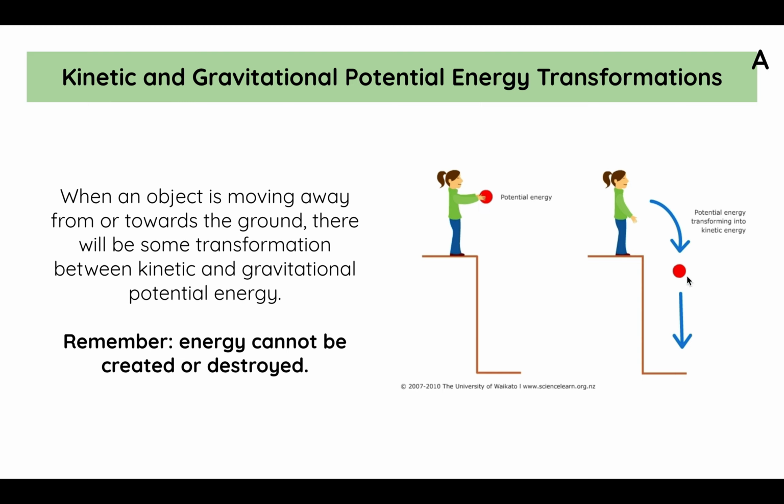If I release that ball, it's going to start moving. And so as it's moving, that potential energy is going to be transformed into kinetic energy. There will be some air resistance that takes some of that energy away, but you can kind of just ignore that at level 1. So it's moving closer to the ground, so it's losing potential energy, and it's speeding up, so it's gaining kinetic energy.